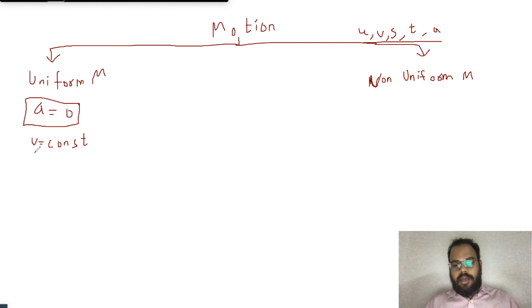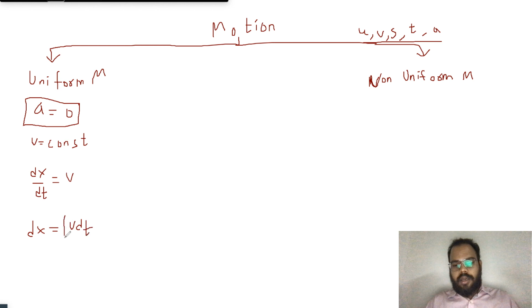Since my velocity is constant, I can write v as dx upon dt. I'll write vx as dx by dt. Now dx by dt is equal to v. I'll move this dt to this side, so I'm left with dx is equal to v dt.